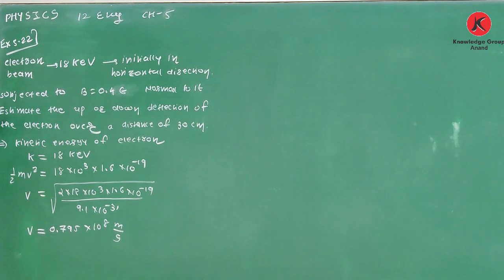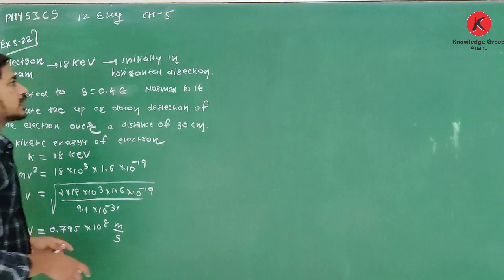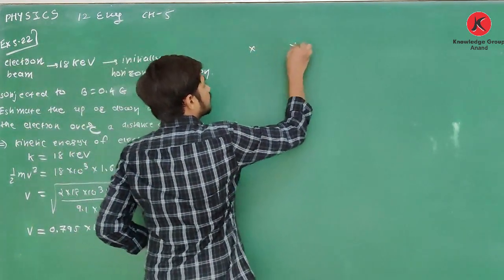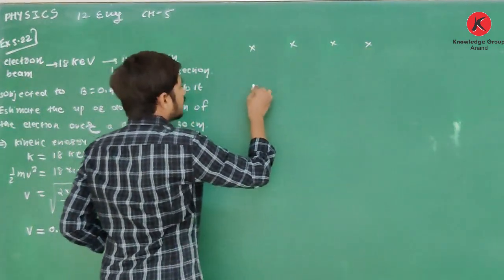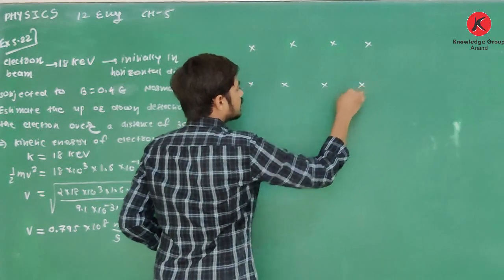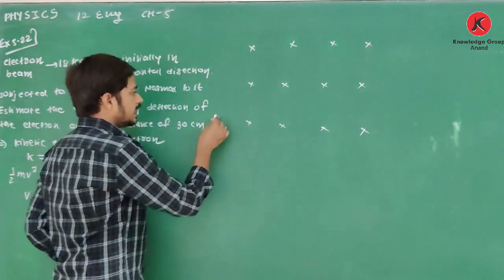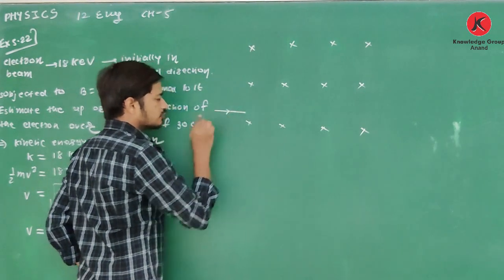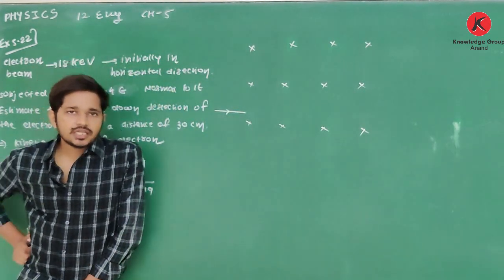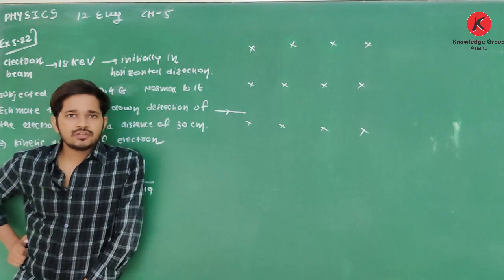Now it is subjected to B equal to 0.4 Gauss, normal to it. Normal to it means what? Let the magnetic field be perpendicular, inside, like this. The electron beam is initially moving in the horizontal direction.